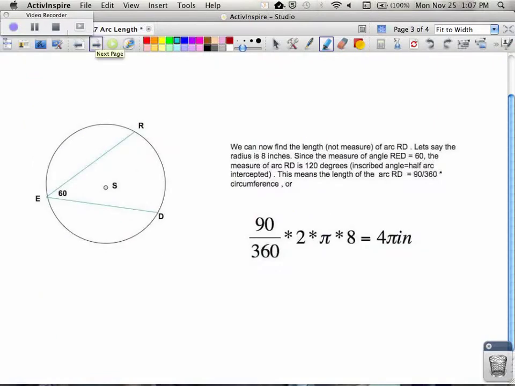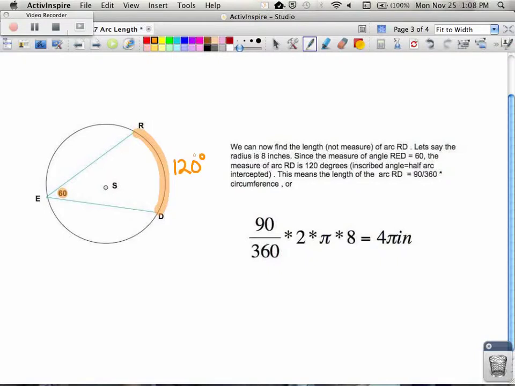Here we see an inscribed angle. And in this inscribed angle, we notice that we have a 60-degree inscribed angle. That tells me that if I'm looking at the arc over here in orange from R to D, since the inscribed angle is half of the arc it intercepts, I know that the degree measurement for R to D is going to be 120 degrees.